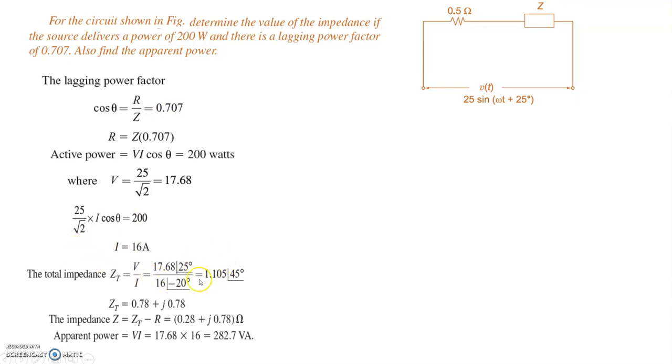So the magnitude of the total impedance can be computed, and from that ZT, the small r is to be subtracted, because ZT is the total Z plus R. Apparent power is V into I. Here only the magnitude is taken; when you want to calculate P plus JQ in phasor form, this V bar and I bar can be written so that this computation can be done vectorially also.